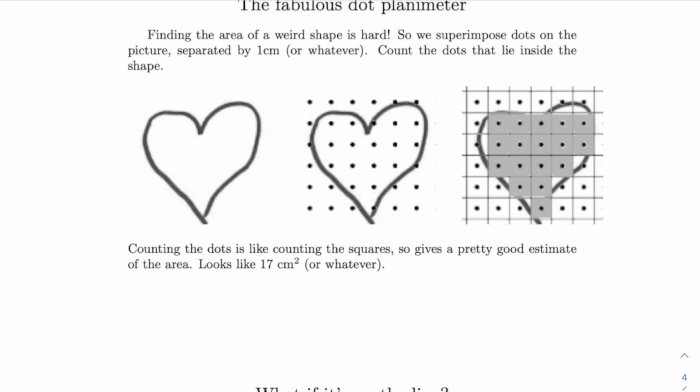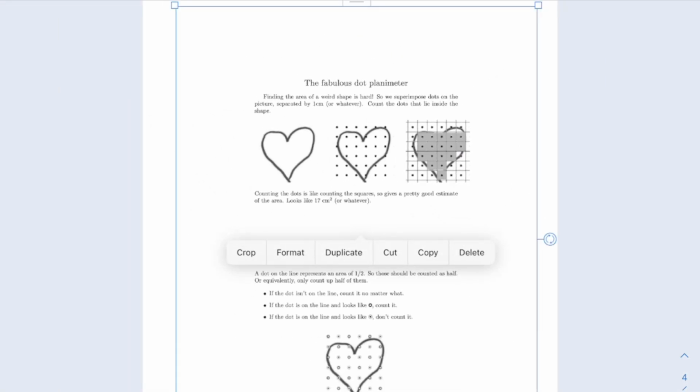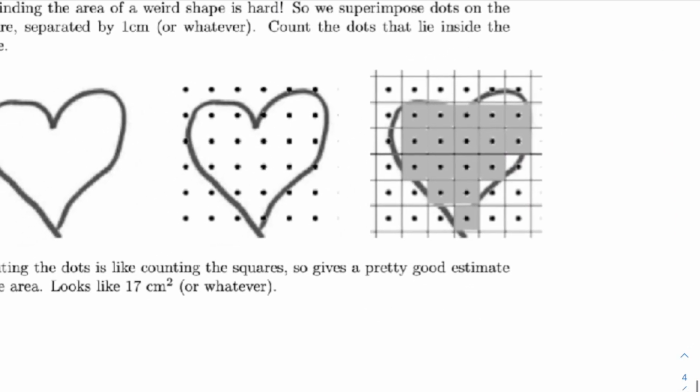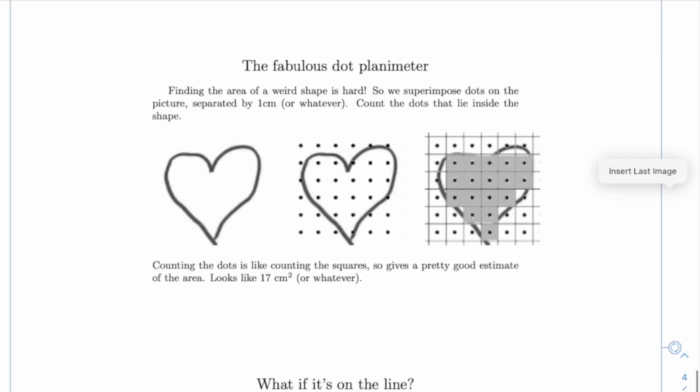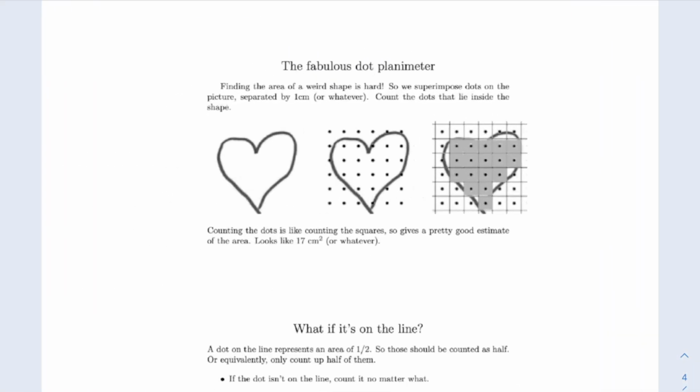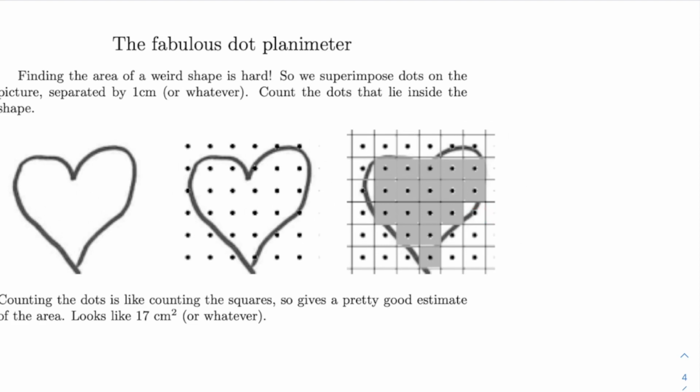Technically speaking, if the dot is on the line, that basically means the shape is half in and half out of this little rectangle, which means the mathematically appropriate thing would be to count the dot as a half. If you see a dot that's on the line, that sort of counts as a half, but it's annoying to keep track of halves while you're counting the dots.